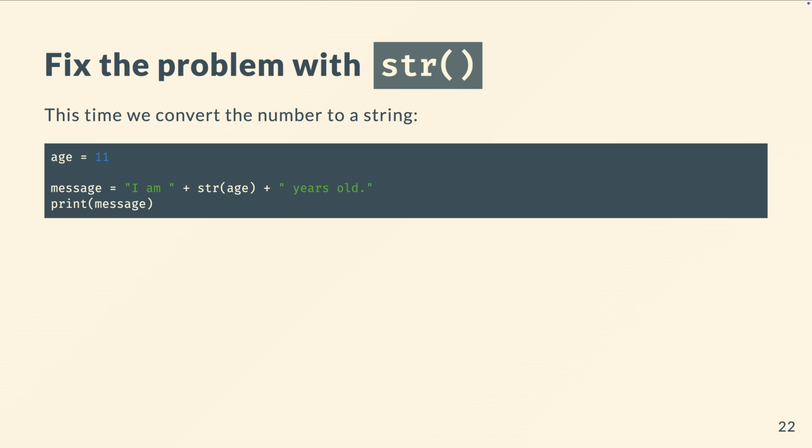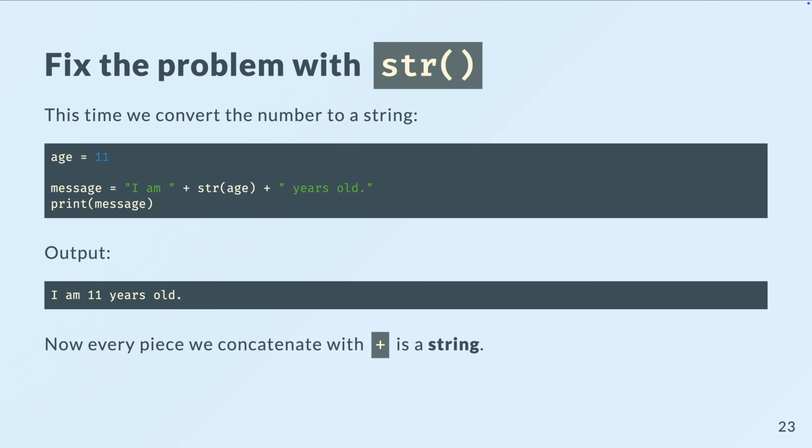To fix it, we convert the number to text first. Age is an integer, 11. Str of age is a string. Now every part we join with plus is a string. So the code will work. We get message. It is also a string. Now it prints message. I am 11 years old. If you want to join string with integer, you need to first use str to convert integer to string.